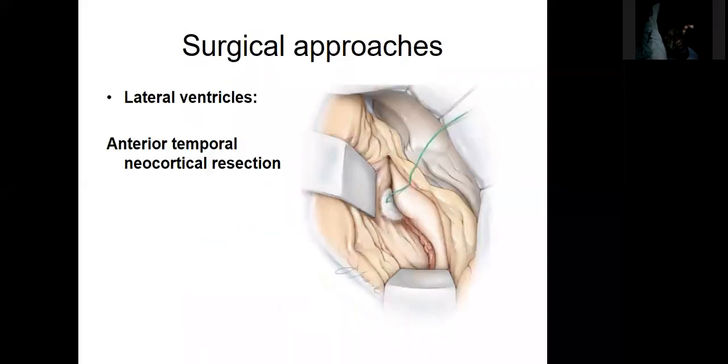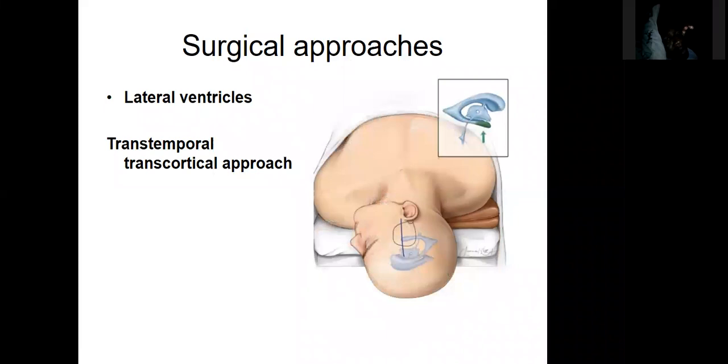One of the other procedures is the anterior temporal neurocortical resection, one of the most preferred procedures in most of the documents I read for resection of temporal lesions, and the transtemporal transcortical approach, which gives access to the temporal horn. This approach is mostly dangerous when it is used at the level of the dominant hemisphere.